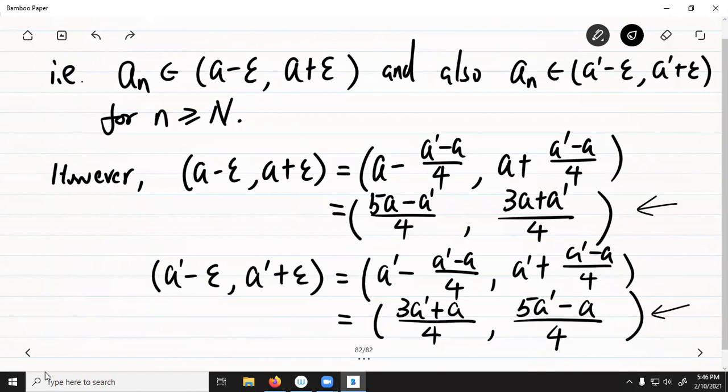Okay, so the next thing is, since a prime is greater than a, obviously this number is greater than this number, right? Because there is 3 times a prime, there is 3 times a, right? So this number is smaller than this number. If you don't believe it, you just take the difference to see if it's positive or negative, right? But here we can conclude that because this is the way we choose, right? This is the way we choose. We know it must be separate, right? It must be separated.